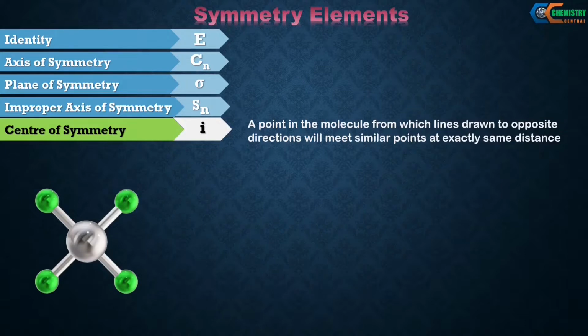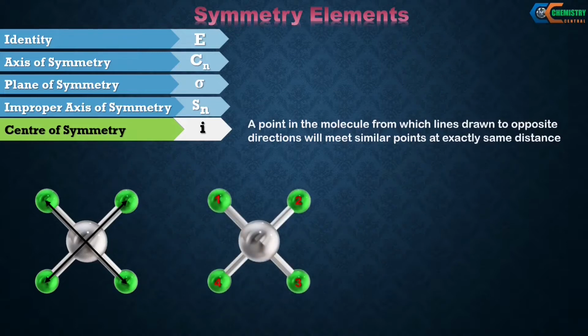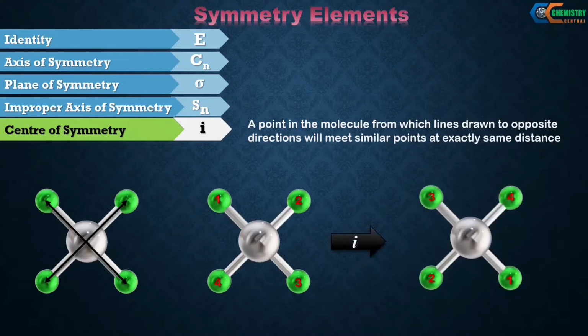Now, if we draw a line from its center to a chlorine atom in one direction, we will find another chlorine atom at the same distance in the opposite direction. So this molecule possesses a center of symmetry. We can represent the effect of center of symmetry on this molecule like this. Here is the initial structure, and here it is after inversion. Note that all the chlorine atoms have been moved to the opposite direction after the inversion.